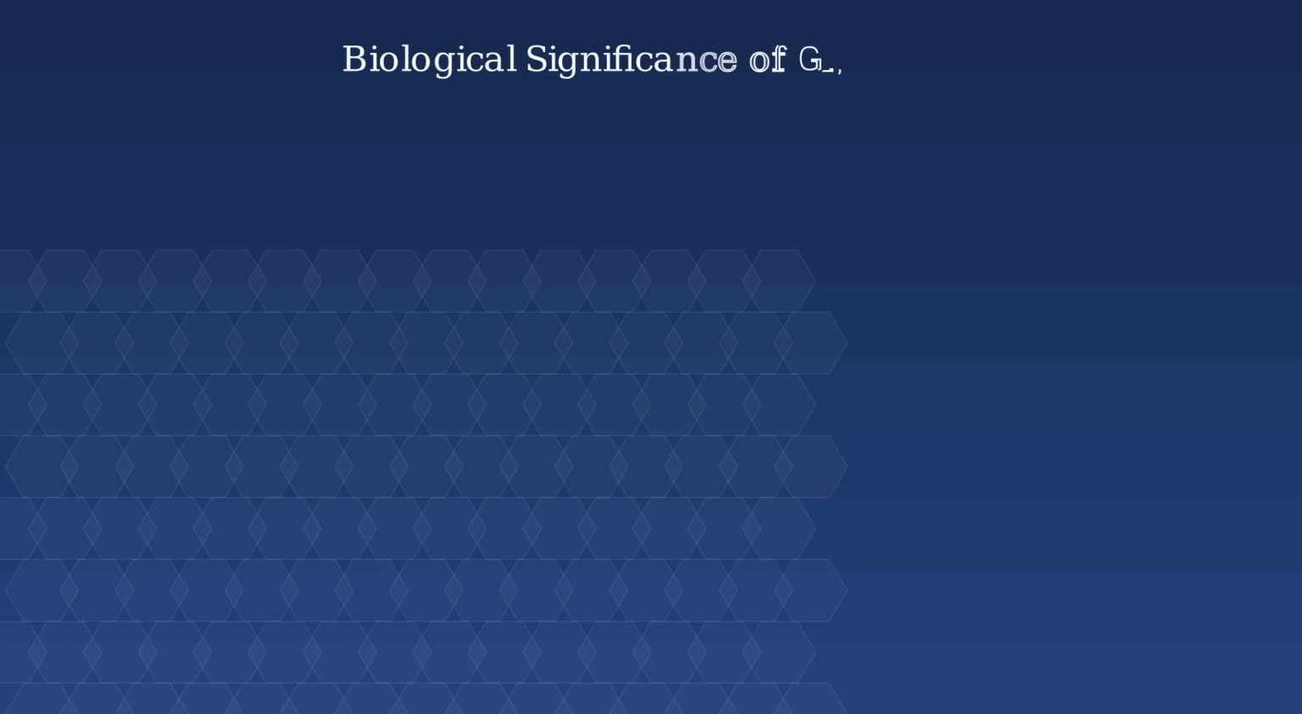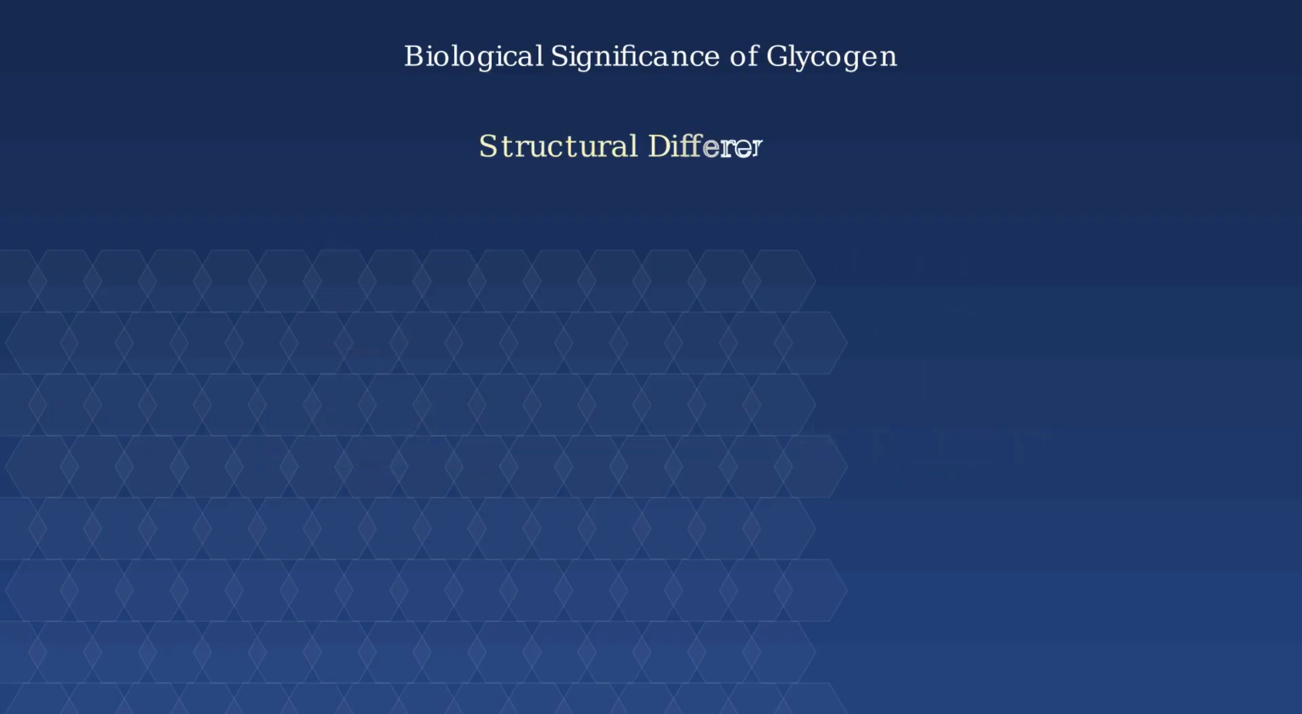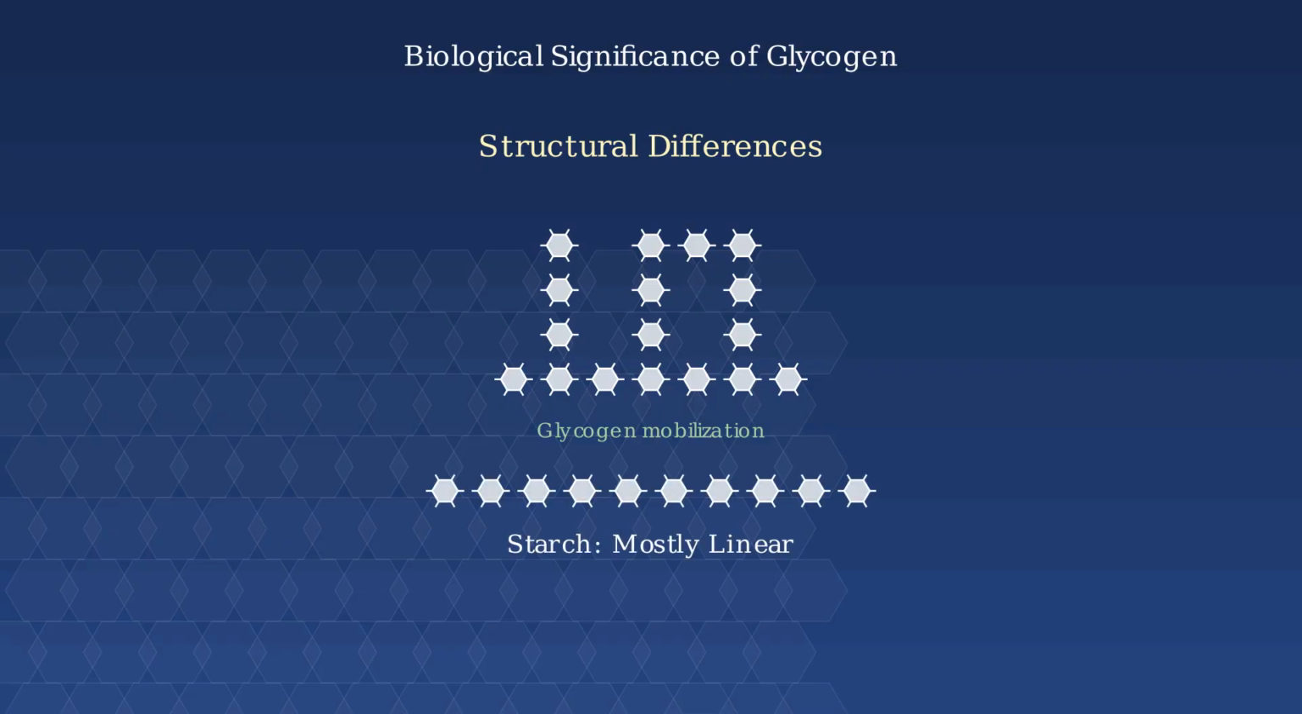Glycogen serves as the main storage form of carbohydrates in animals. Unlike plants that store energy as starch, animals use glycogen for carbohydrate storage. The key difference between glycogen and starch lies in their molecular structure. Glycogen has a highly branched structure with numerous side chains. Starch, on the other hand, is mostly linear with fewer branches.